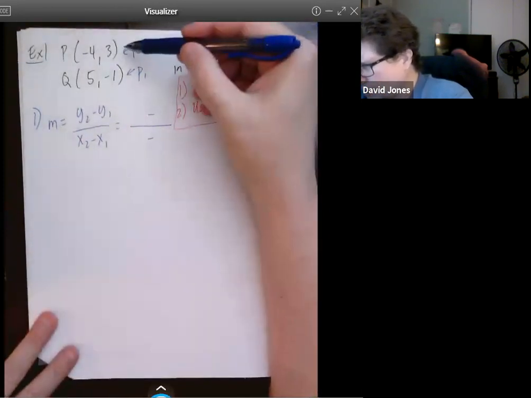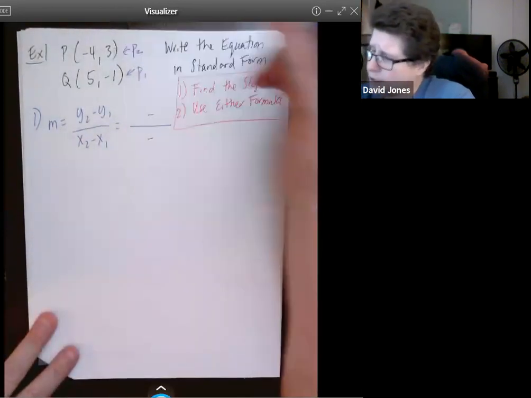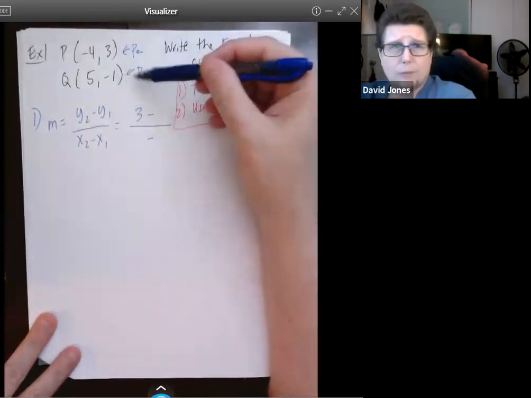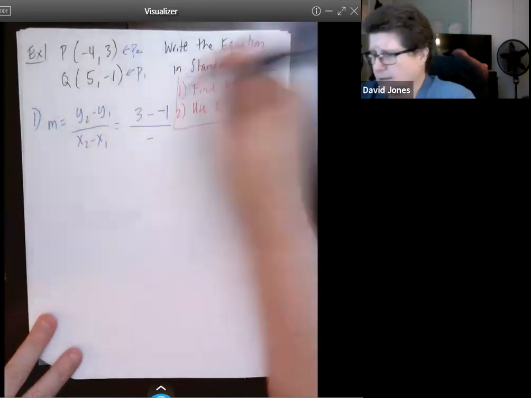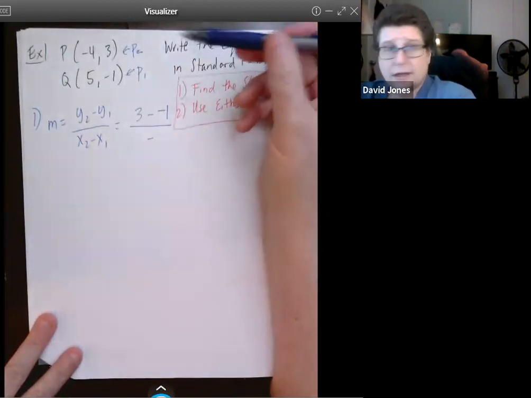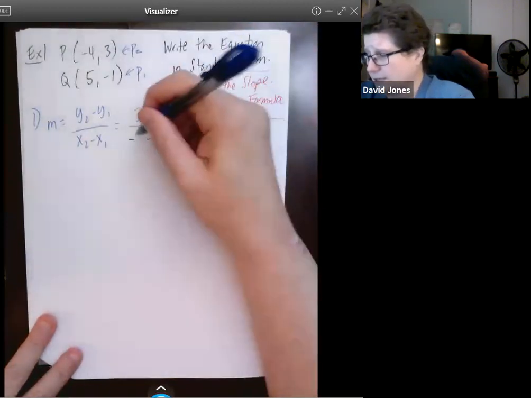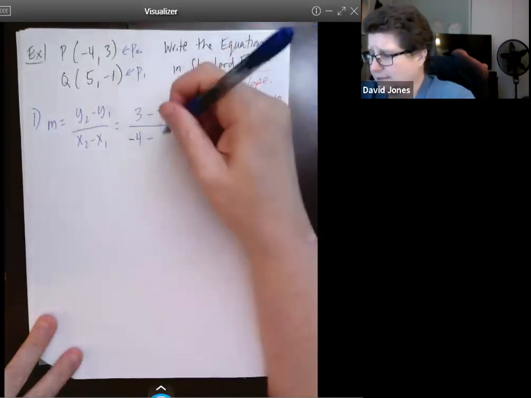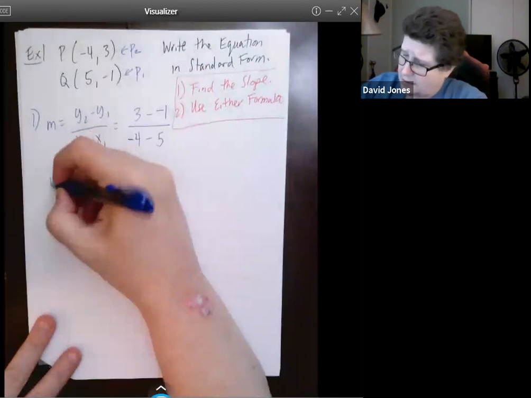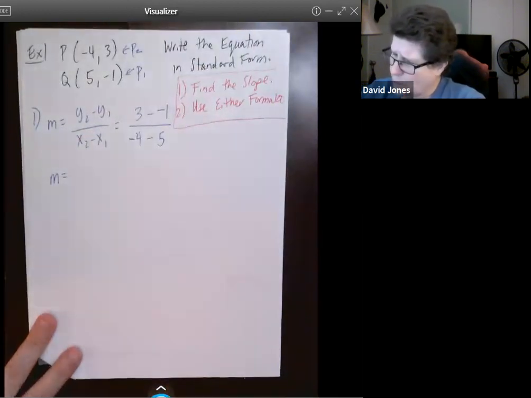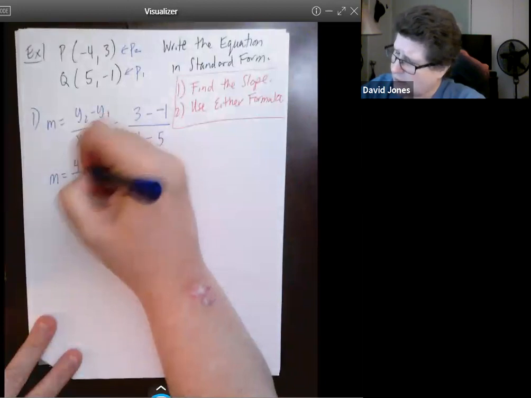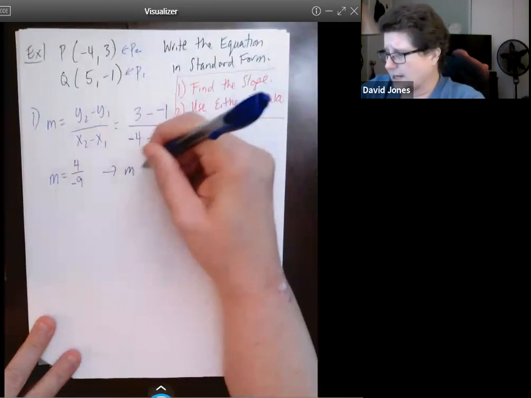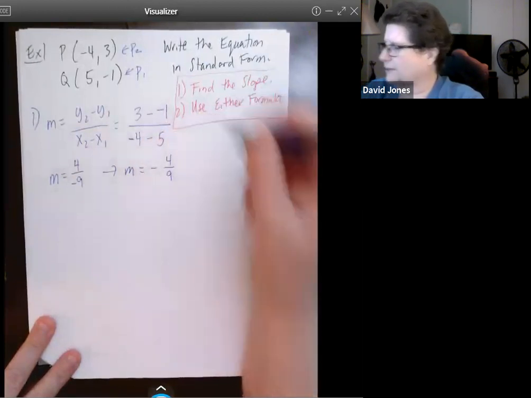And y2 is the y coordinate of point 2, which is 3. Y1 is the coordinate of point 1, which is -1. X2 is the coordinate of point 2, which is -4. And x1 is the coordinate of point 1, which is 5. So I get 3 minus -1 on top is 4. -4 minus 5 is -9. And I like to have the negative out front, so I'm going to put it out front.